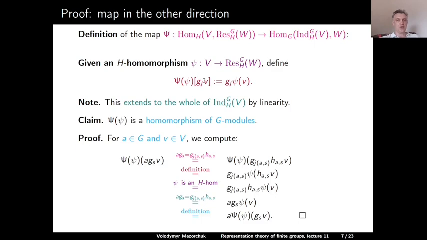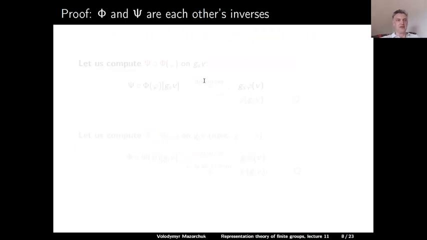So now we have two maps in two directions, the map capital Phi and the map capital Psi, and they go in two opposite directions. So let us prove that they are each other's inverses. For this, we first compute the outcome of capital Psi after capital Phi applied to a map little Phi, and how this outcome acts on the element of the form GS of V.